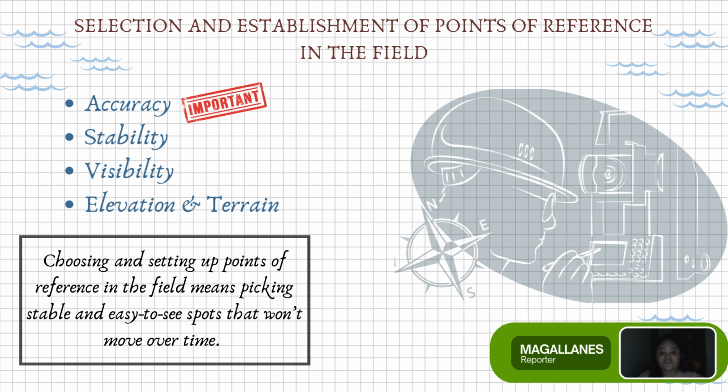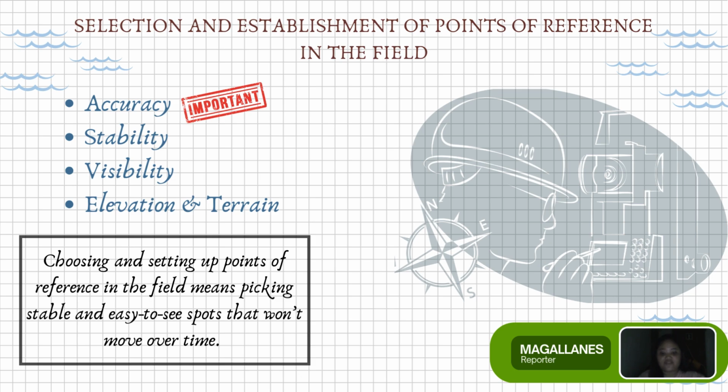First in line for the criteria is accuracy, which means that the location must be precisely measurable using instruments like GPS, total stations, and other leveling equipment. Second, we have stability. The point must be fixed and unlikely to move over time, for example, bedrock. A bedrock is a permanent structure. And then third, we have visibility. It should be easy to identify and access for future surveys.